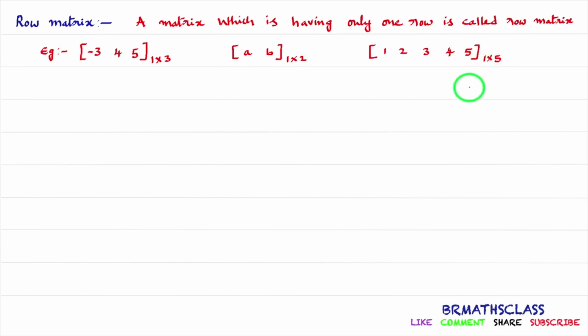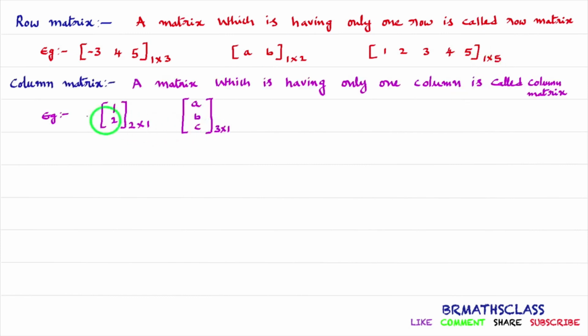Now we will learn what is column matrix. A matrix which is having only one column is called column matrix. You observe this matrix. What is the order of this matrix? 2 by 1. In this, 2 rows are there, 1 column is present. This is the matrix which is having only one column. That's why this matrix is an example for column matrix.